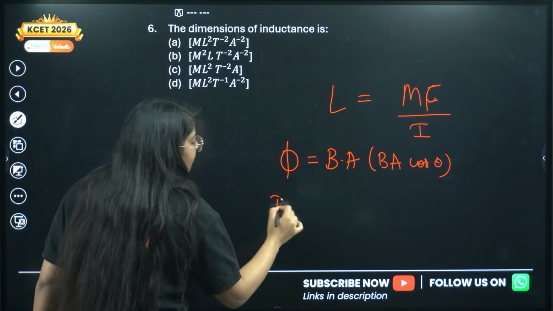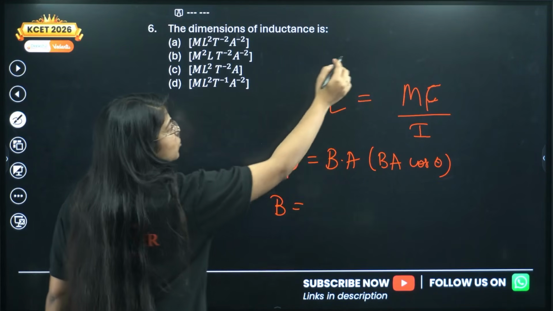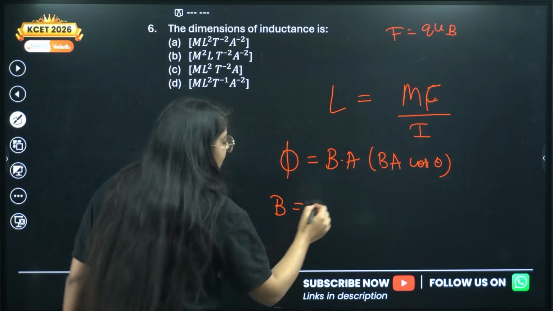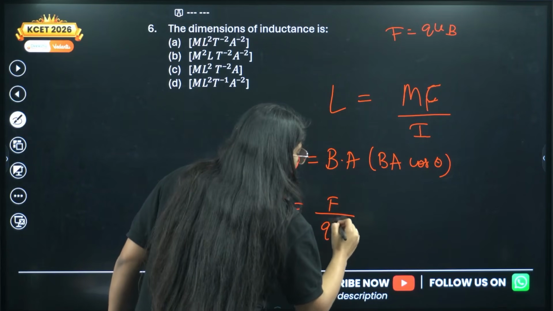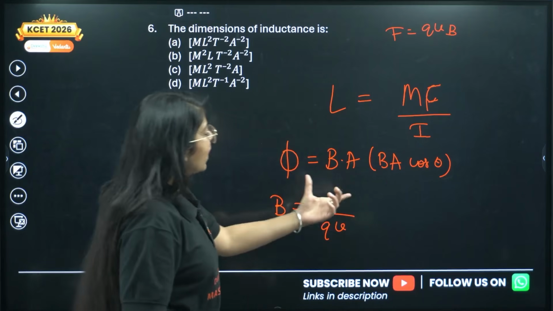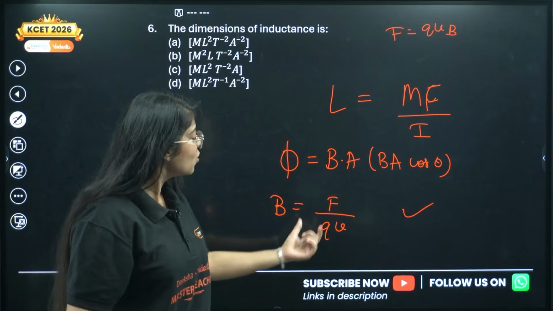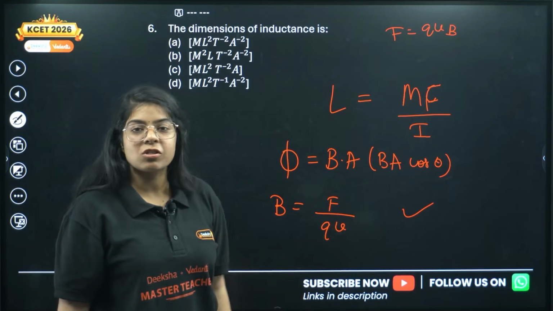On the other hand, B equals to what? Just like we saw in the previous question, F equals to QVB. So B will be F divided by Q into V. Now we can find the dimensions of B from here. This is very easy. Dimensions of force, dimensions of charge, and dimensions of velocity.